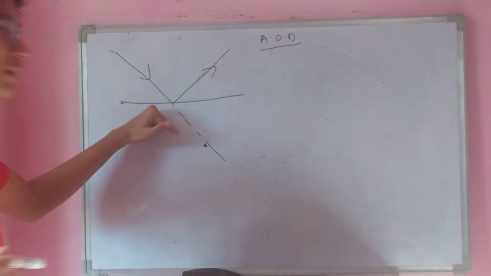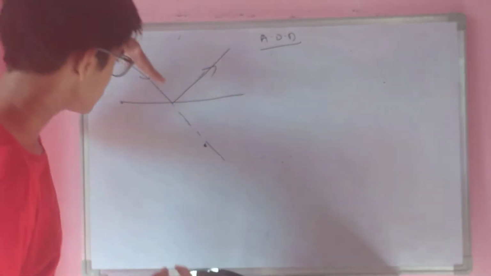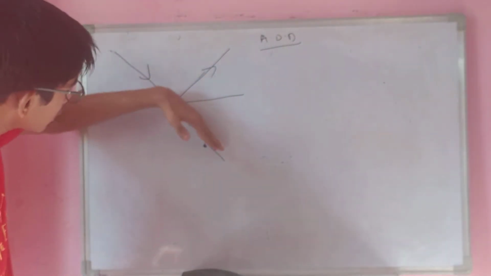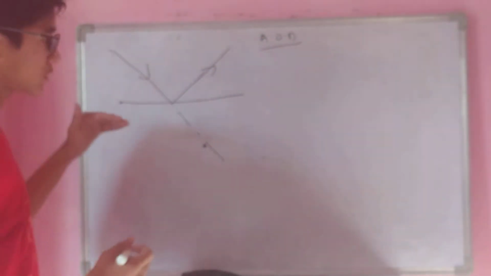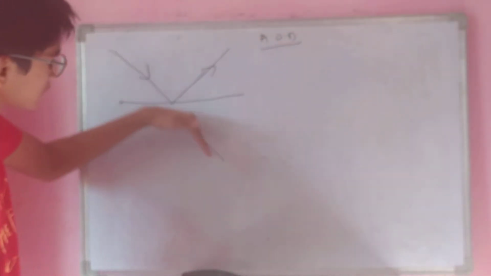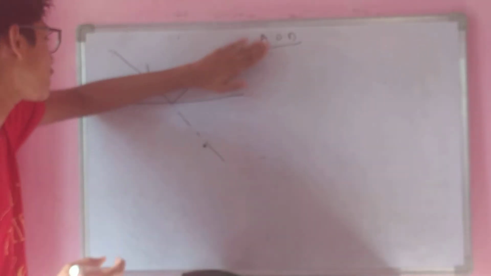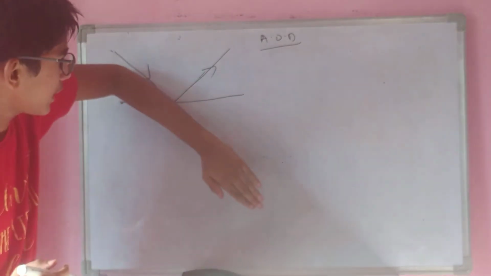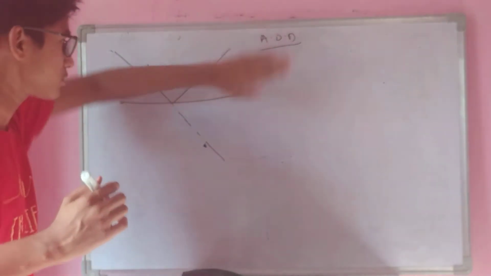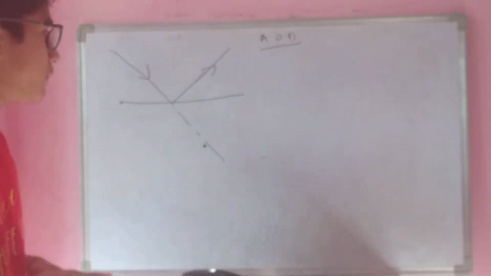Due to this plane mirror, it got deviated by this much angle. It was originally going this way, and it got deviated like this. Its original path is this. Due to the plane mirror, it is deflected in this manner. It is incident like this and it got deflected in this manner. This much angle it got deviated. Okay.